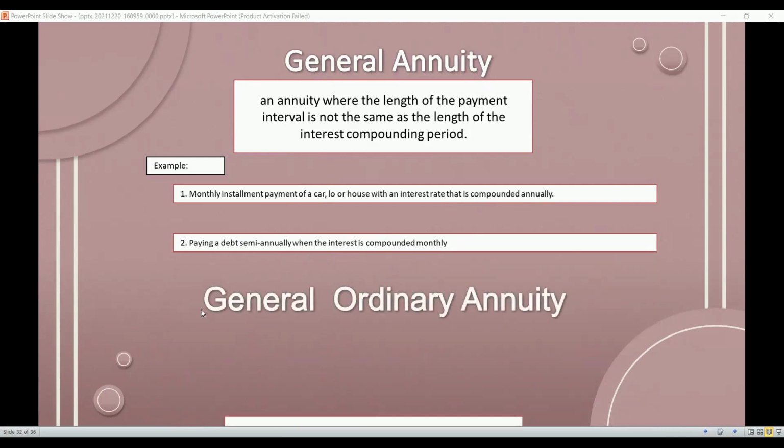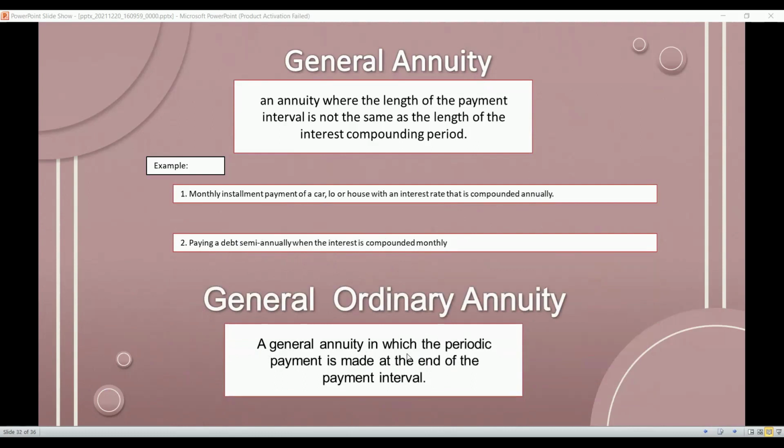How about a general ordinary annuity? A general ordinary annuity is a general annuity in which the periodic payment is made at the end of the payment intervals.